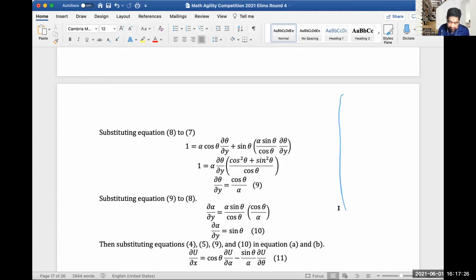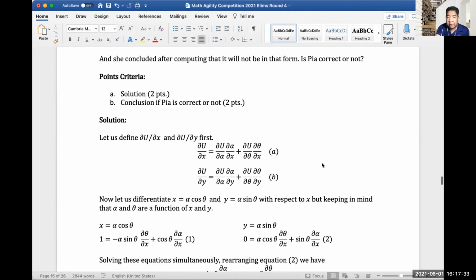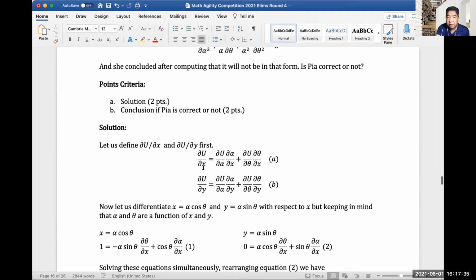So if we take equation 4, 5, 9, and 10 and substitute it in the initial equations a and b. So let's go back again. Oh, sorry. Let's go back. What are equations a and b? That's what we defined earlier for partial of u with respect to x and partial of u with respect to y. We already have the value for partial of alpha with respect to x and partial of theta with respect to x. Same thing with the y: partial of alpha with respect to y and partial of theta with respect to y. Right? So these are our two equations for a and b. So let's go back here.